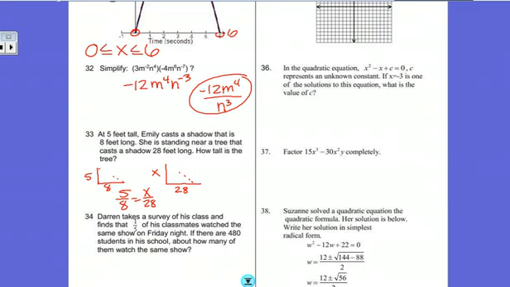In the quadratic equation, x squared minus x plus c, c represents an unknown constant, so unknown number. If x equals negative 3 is one of the solutions to this equation, what is the value of c? So this is a tricky one for sure. I think I have a star on it somewhere. But let's talk about this. If one of the solutions is x equals negative 3, that means one of the factors was x plus 3. Because if I did x plus 3 equals 0, I would subtract 3 and I would get negative 3 there.